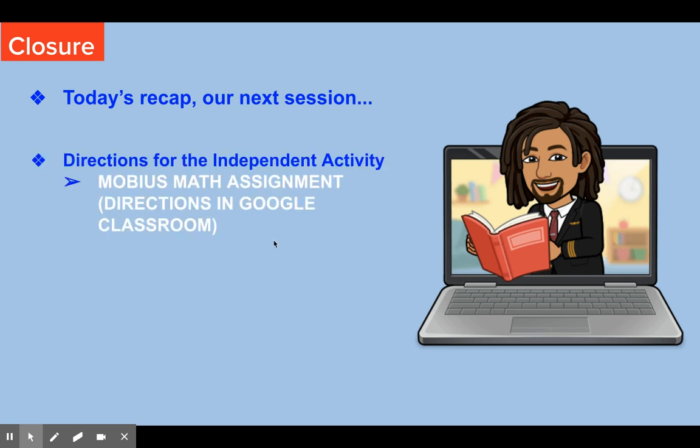Now, your independent activity for today is a Mobius math assignment, and the directions are going to be in Google Classroom. Once again, ladies and gentlemen, if you cannot access the Mobius math assignment, because I know sometimes the website acts a little funny, there will be a screenshot attachment of the problems in Google Classroom. So there is no excuse not to do the problems. Please make sure that you do the problems either on a separate sheet of paper or you can actually do them in Mobius Math. Either way, you will get credit for doing the activity.